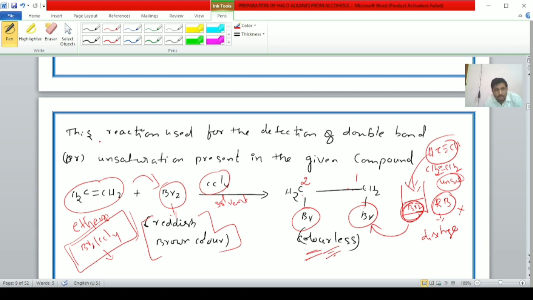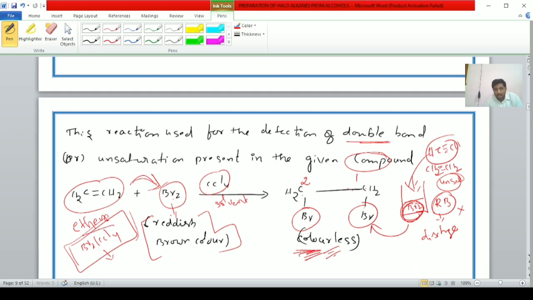Say, student, this reaction is used for the detection of the double bond or unsaturation present in the given compound. When ethene reacts with bromine in the presence of carbon tetrachloride solvent, which is having reddish brown color, it forms 1,2 dibromoethane, which is known as vicinal dibromide, which is colorless in nature. Here, to the reddish brown color reagent, that is bromine in the presence of carbon tetrachloride, any unsaturated compound is added, which can be converted into a colorless compound.